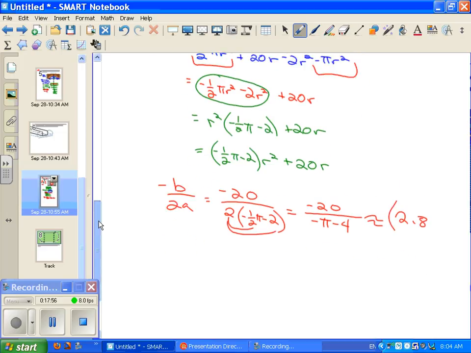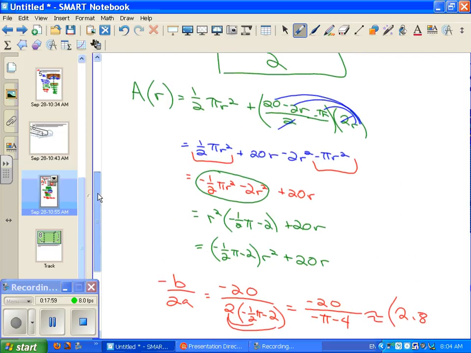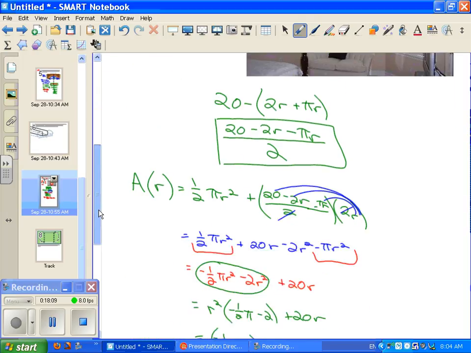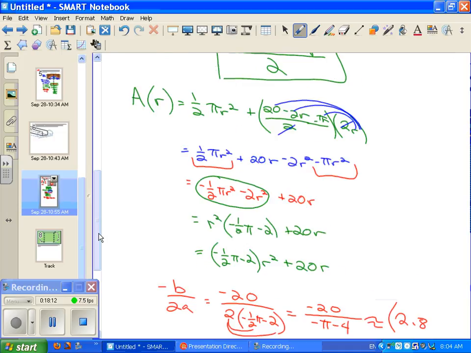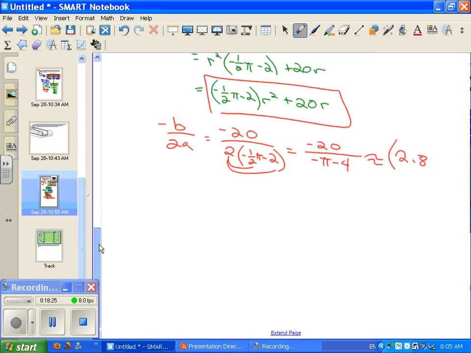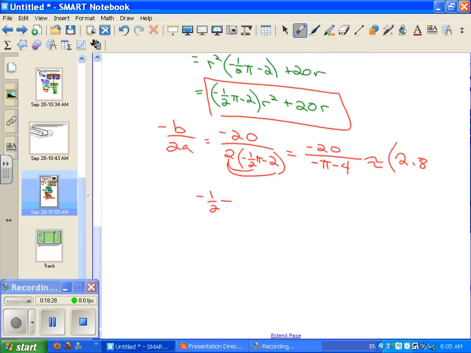Now what's that 2.8 represent? It's r. So that represents the radius of my circle, or of my semicircle there. So if I want to come up with the area of the entire window, what do I do with that 2.8? You plug it back in. Plug it back into any one of these equations. They're all pretty awful. Let's plug it back into this one. That seems to be the most simplified. So negative 1/2 pi minus 2 times my 2.8 squared plus 20 times the 2.8.